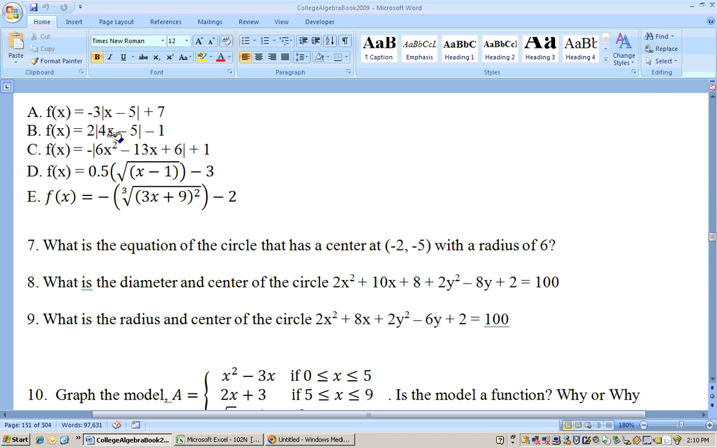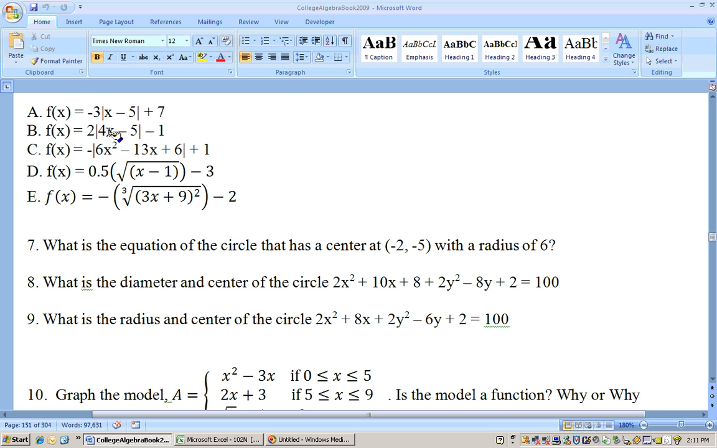This problem, again, you could do it on Excel or just set what's inside the absolute value equal to 0. And if you do that, you would take the minus 5 to the other side, then divide by 4. So you get 5/4, or 1.25, comma negative 1 is the vertex point. And since this is a positive number, it opens up and it would be a minimum.